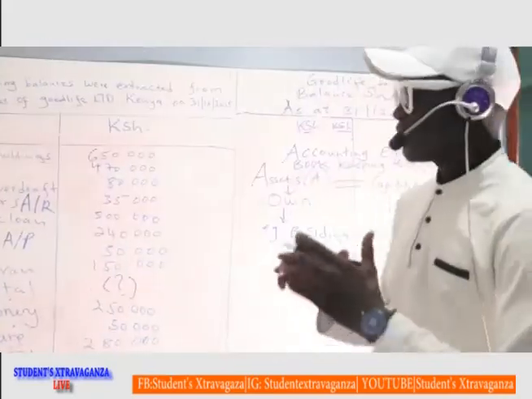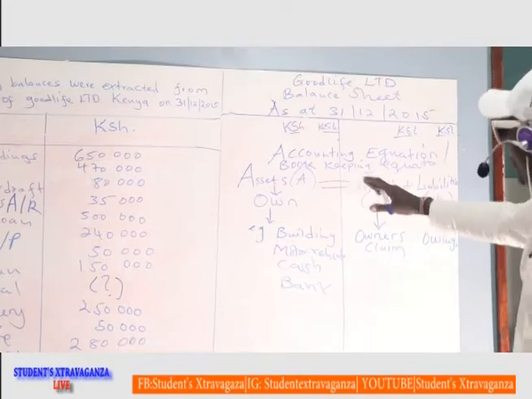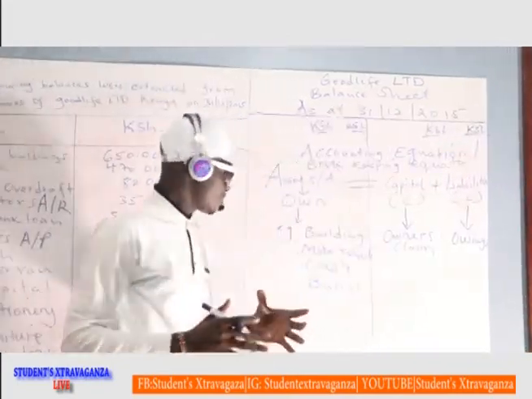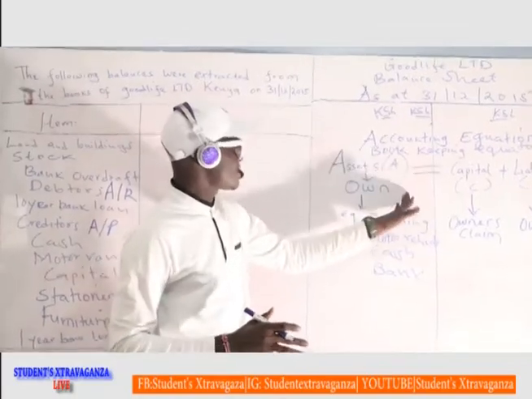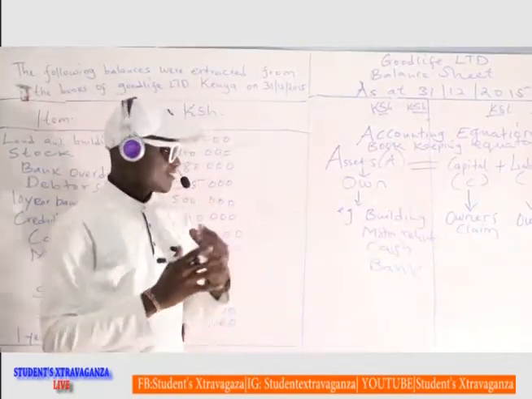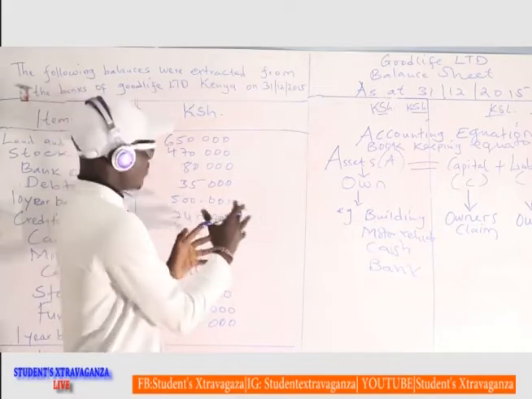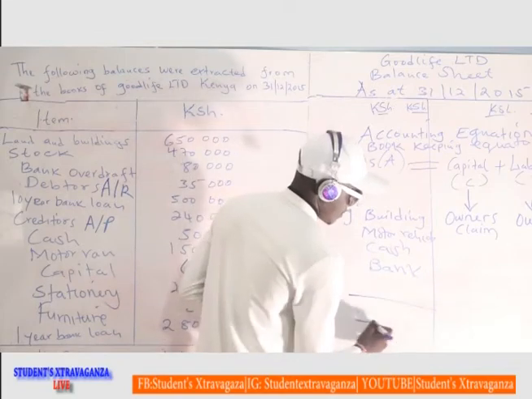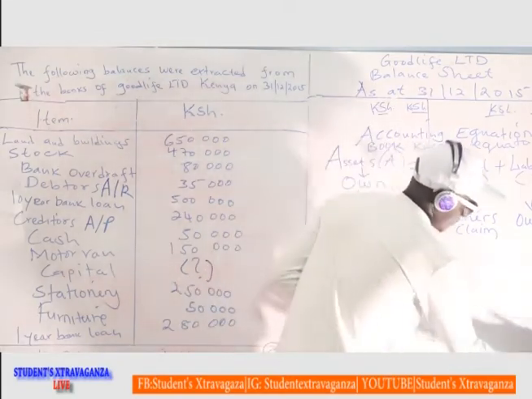After the knowledge of the bookkeeping equation, the bookkeeping equation says that all assets must equal capital plus liabilities. It means that when we are preparing this statement, both sides must balance.